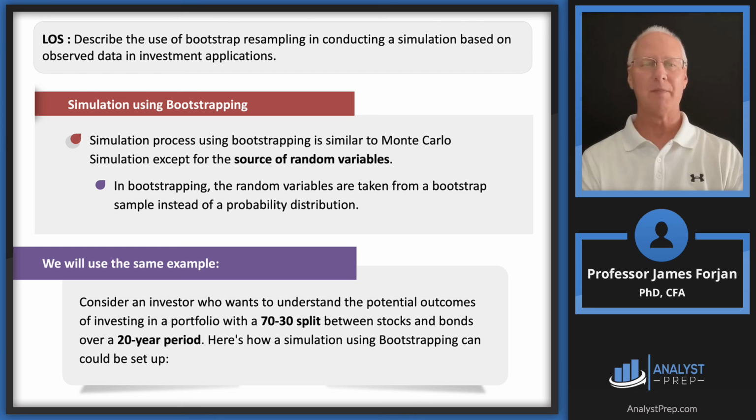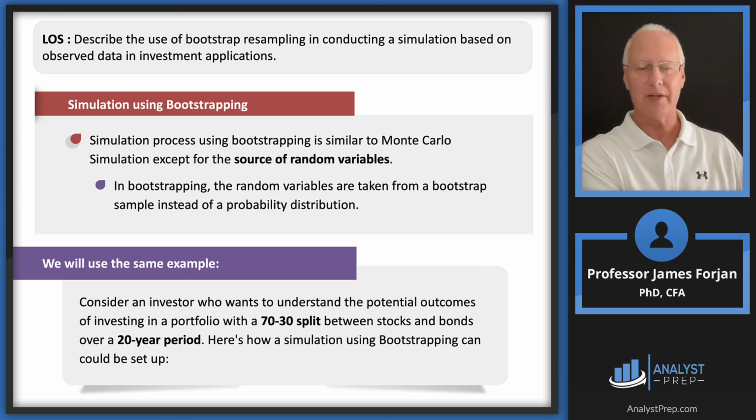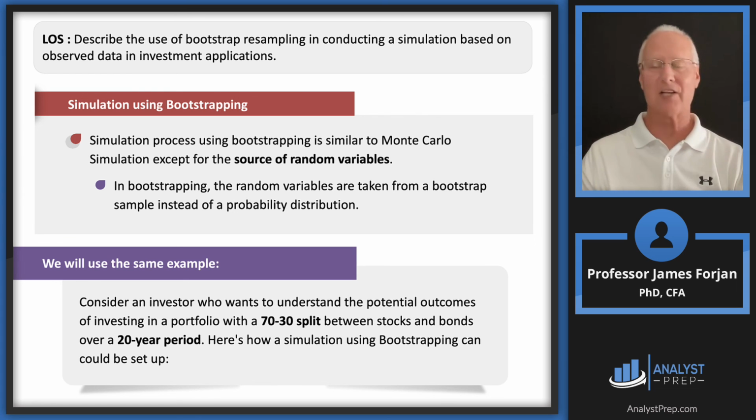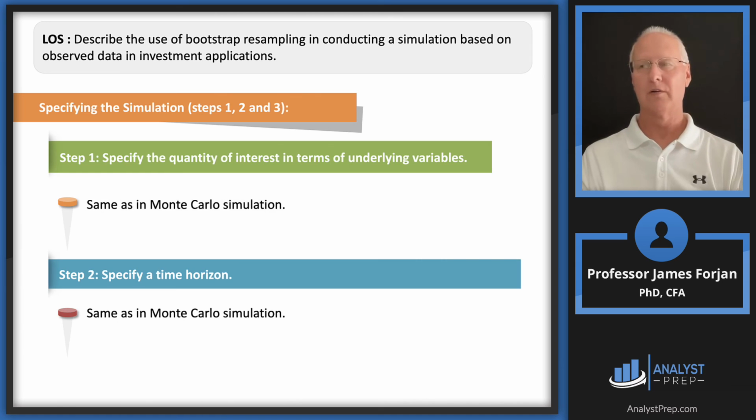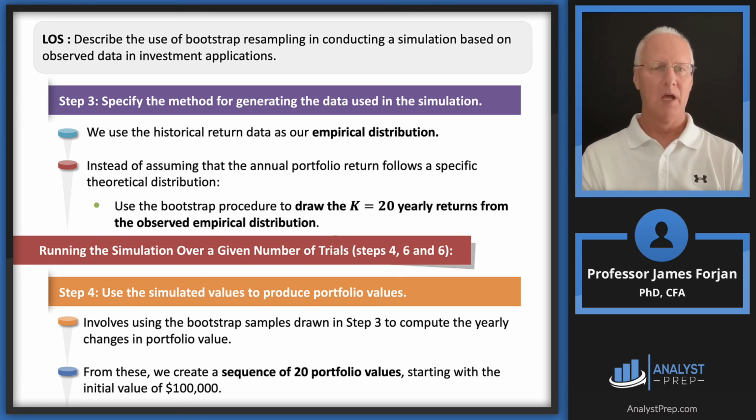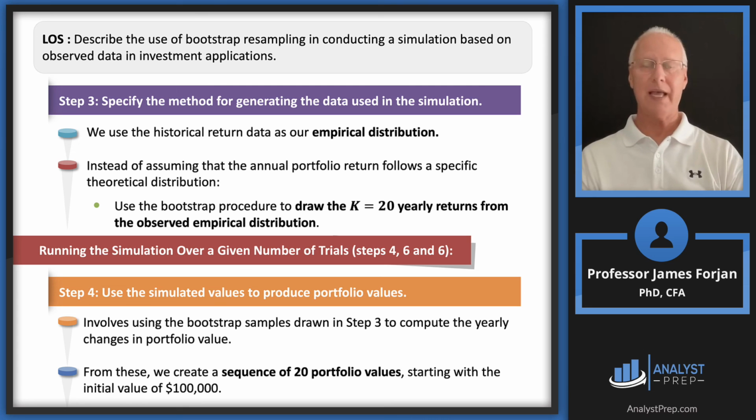All right, the simulation process using bootstrapping is similar. So that's the key word, right? That's what we're doing. What's the difference? The difference is that we're just taking actual historical returns for bonds or stocks or goalies or soccer players. So what are we doing? Same thing in step 1, same thing in step 2, same thing in step 3, except we're using what the Institute calls the empirical, the actual historical distribution.